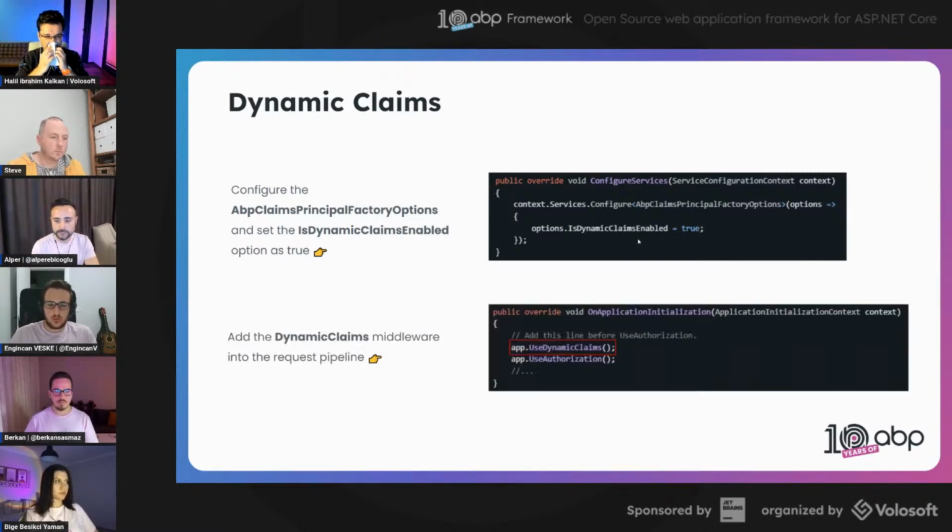After doing that, you need to add one middleware, the dynamic claims middleware, on top of the authorization middleware, and the dynamic claims feature will do the rest for you and will refresh your claims without you needing to log out and then log in. And this is important for MVC and Razor Pages UI, because in the prior version this was not possible.